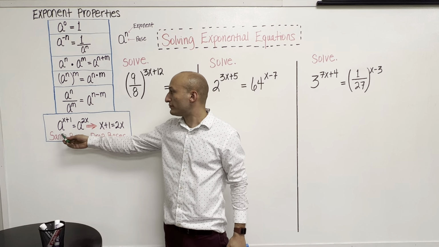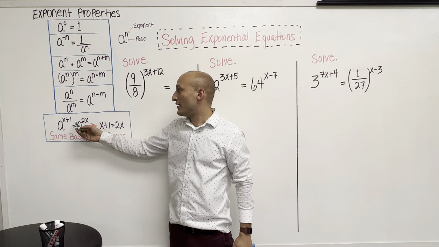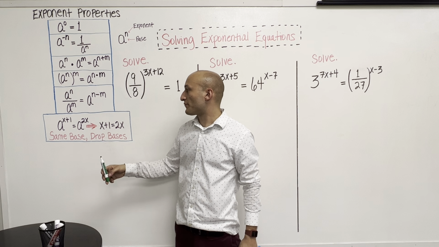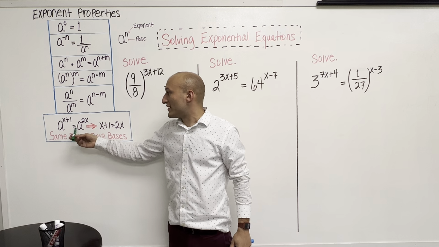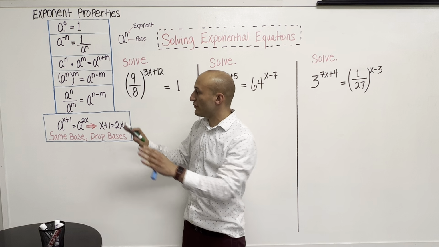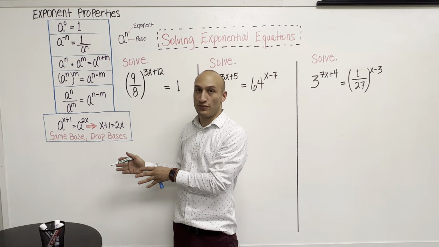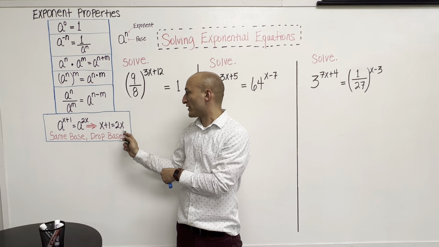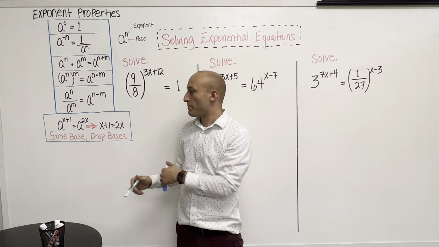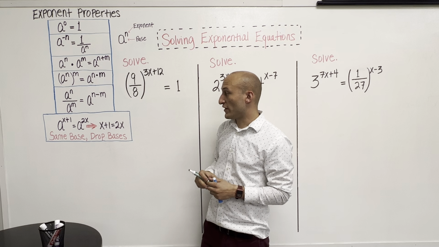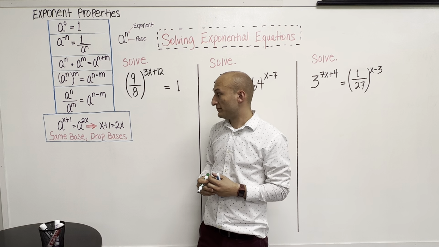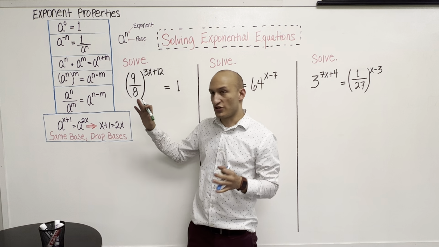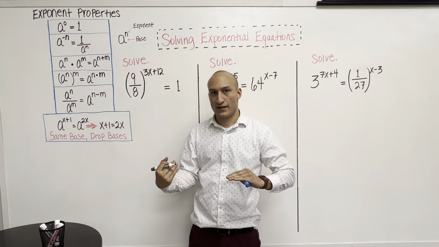So here's an example. I have a raised to x plus 1 equaling a raised to 2x. I have the same base, they're both a, so I can get rid of them. And all I'm left with is the exponents. So x plus 1, I can bring it down. 2x, I can bring it down. And then once I get it here, it's a simple algebraic equation. Combine like terms and solve for x. So that is why we're trying to get the same base here, so that we can just drop the bases and then bring the exponents down.